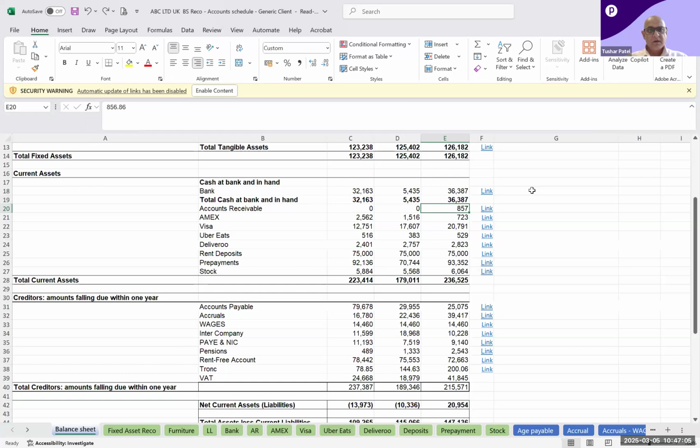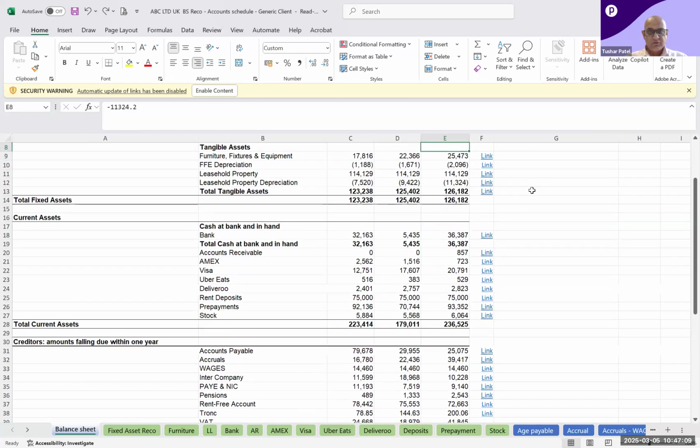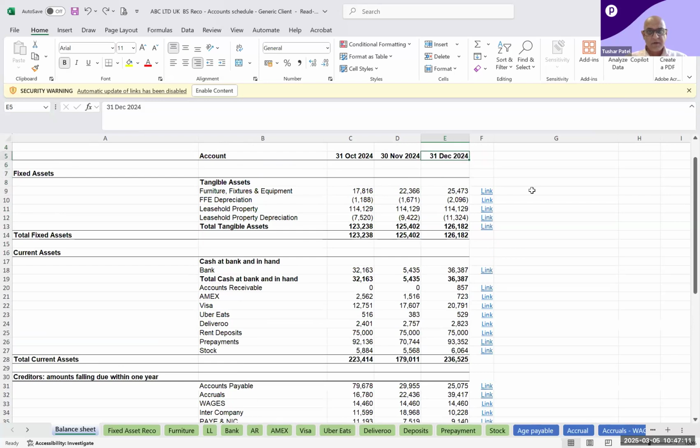Just scrolling down, we then have accounts receivable. So this balance sheet is drawn up to the 31st of December. You could have an asset where an amount is receivable but hasn't been paid. So you've booked the amount on the balance sheet but have not received payment for it.